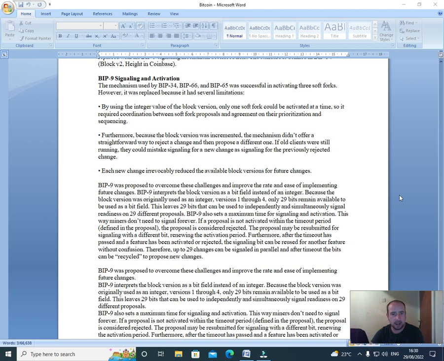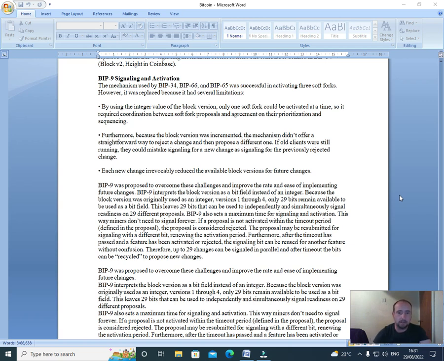BIP9 signaling and activation. The mechanism used by BIP34, BIP66 and BIP65 was successful in activating 3 soft forks. However, it was replaced because it had several limitations. By using the integer value of the block version, only one soft fork could be activated at a time, so it required coordination between soft fork proposals and agreement on prioritization and sequencing.